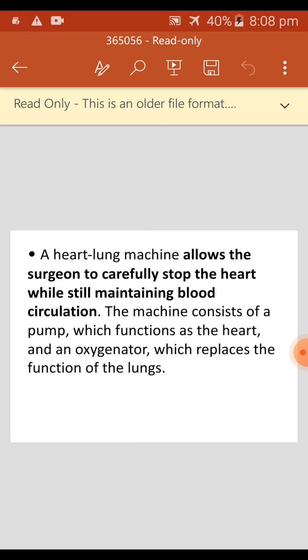Structure and function of the heart-lung machine: the HLM is the basis of ECC and covers two important organ functions. One is the pump function of the heart, another is the gas exchange function of the lungs. It must ensure a sufficient perfusion volume that corresponds to the normal cardiac output of the patient under anesthetic. The machine consists of a pump which functions as the heart and an oxygenator which replaces the function of the lungs.